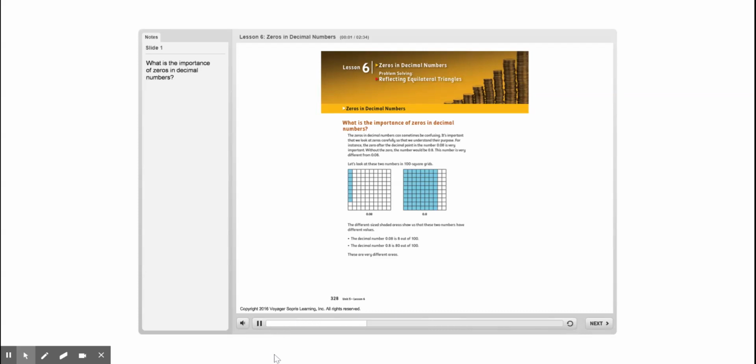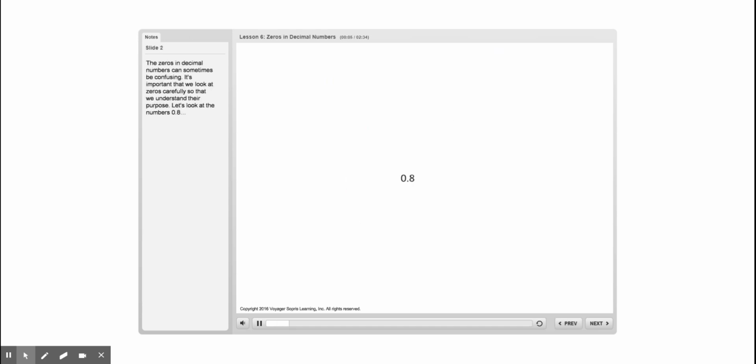What is the importance of zeros in decimal numbers? The zeros in decimal numbers can sometimes be confusing. It's important that we look at zeros carefully so that we understand their purpose.